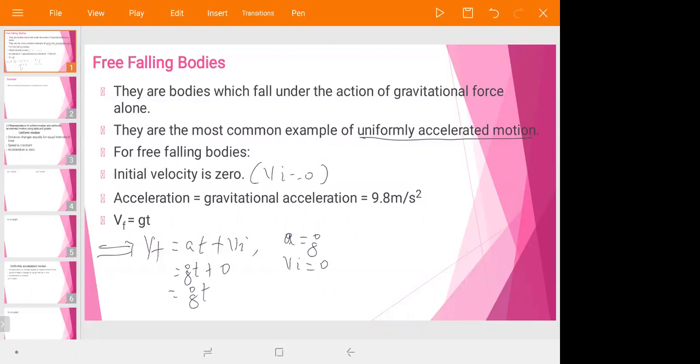In a free falling body, when you find the final velocity, you must use gravitational acceleration, which is equal to 9.8, instead of acceleration, and its initial velocity is equal to 0. Therefore, you can use this equation for free falling bodies. What you must know is that free falling bodies are acted on by gravity, and they are the most common example of uniformly accelerated motion. So you must know its equation.